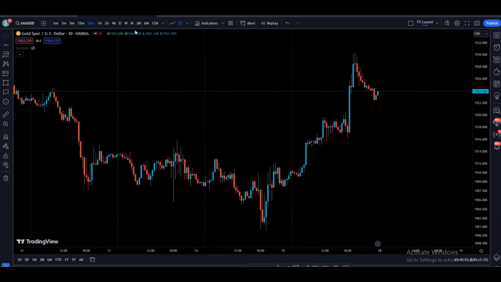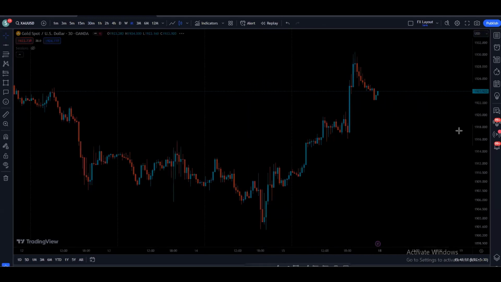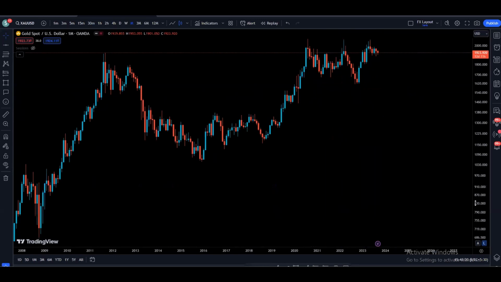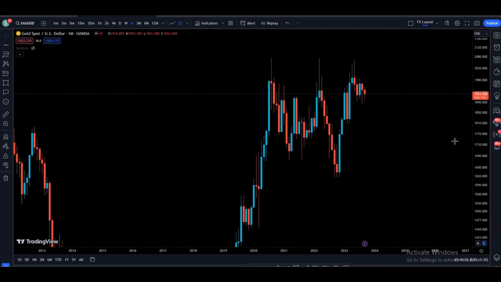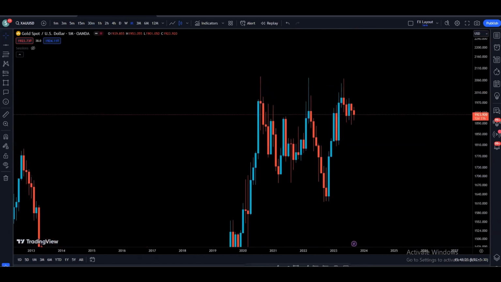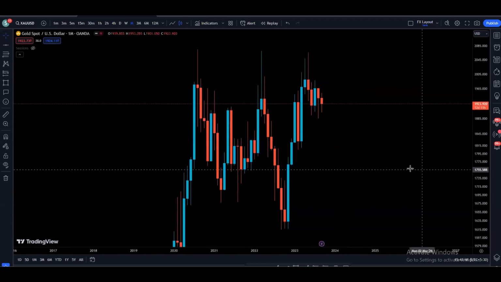First of all, we are going to start with the gold monthly time frame. On the gold, we can see that we have rejections in this area. The price rejected this area, rejected this area, rejected this area, and now we can see that we have created a resistance here, and now we have created one more resistance here in this area on the monthly time frame, right?